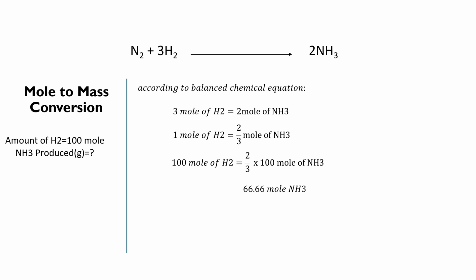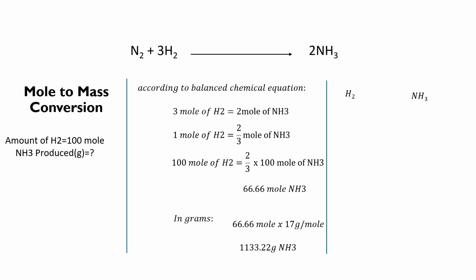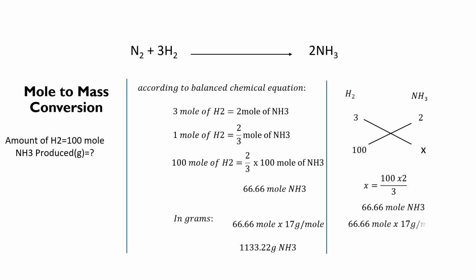And how can we do that? Simply multiply it with the molar mass of ammonia. The molar mass of ammonia is 17 grams per mole. We multiply it with 66.66 moles and we get 1133.22 grams of ammonia. Again, if you find it a little confusing, you can use the alternative method, that is the ratio method. Hydrogen on one side, ammonia on the other. 3 moles of hydrogen gives us 2 moles of ammonia and 100 moles would give us X moles of ammonia. Simply cross multiply. The two known quantities are multiplied and divided by the other known quantity, and it gives us X, the amount of ammonia produced, and you can follow the rest as we have done now.